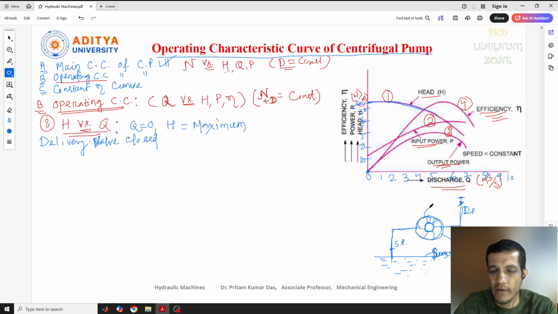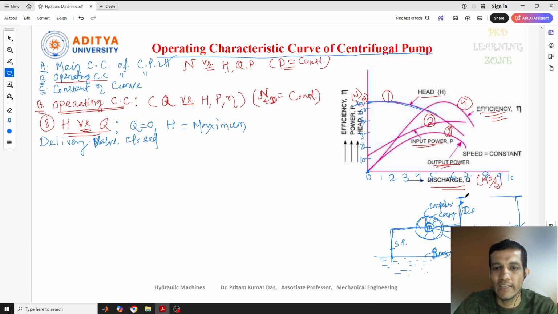In the pump, suppose this part is the impeller, and the outer part is the casing. Inside we have the shaft, and the shaft will be connected to the motor. By that, the water will start lifting from here and go up. Suppose our target is to reach the water up to this level. That is our total head of the water.